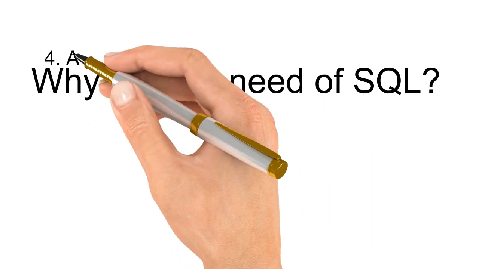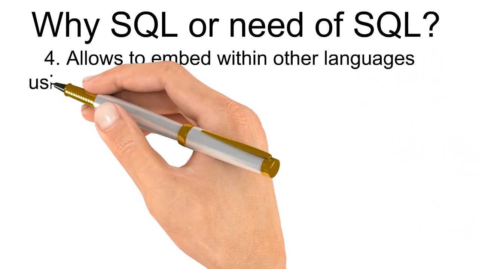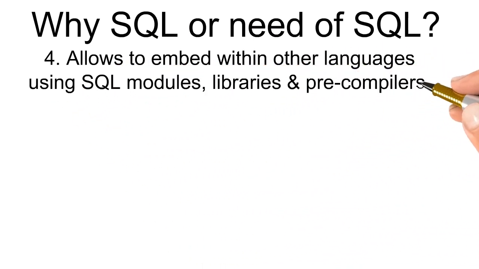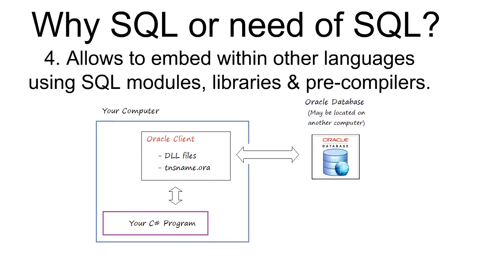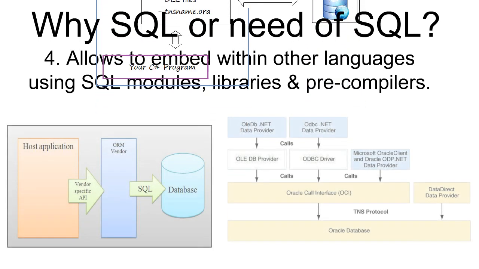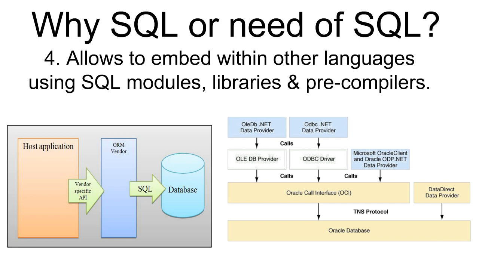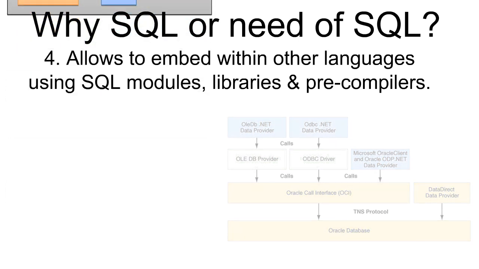Then SQL can be easily embedded with any other languages using SQL modules, libraries, or precompilers. Now each of the RDBMS vendors have released their own libraries to connect to their DBMS and perform any kind of operation on their DBMS. For example, Oracle has Oracle Client to allow .NET languages to connect to the Oracle database and perform any kind of operation on the Oracle database. Similarly, we have SQL Client which is used in .NET to connect to the database and perform any kind of operations in the database. Similarly, for other languages like Java, PHP, libraries are released by the vendors to allow those languages to have access to their DBMS and perform any kind of operations on the DBMS.